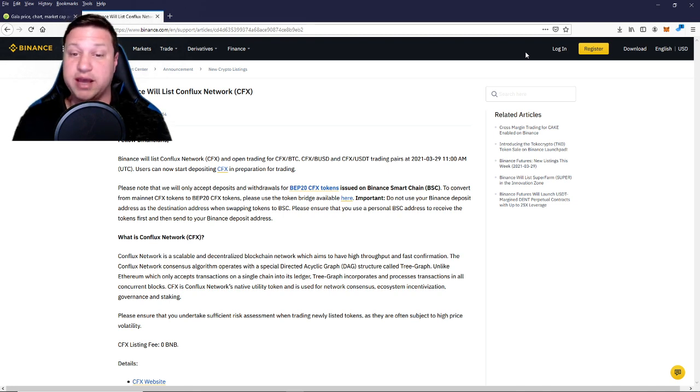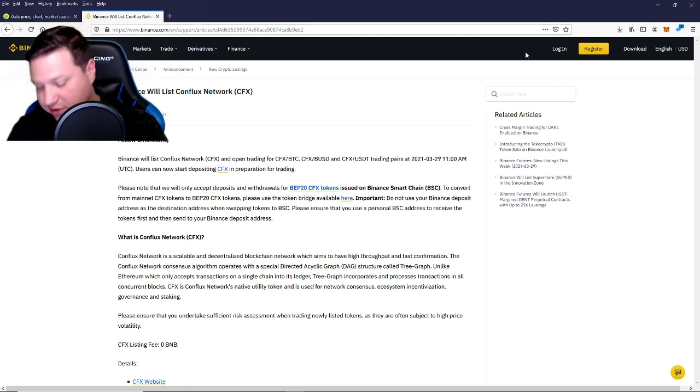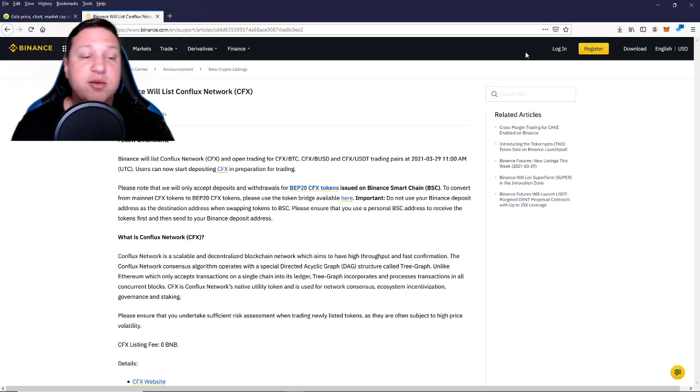Important, and this is very important, guys. Very, very important. Do not use your Binance deposit address as the destination address when swapping tokens to BSC. Please ensure that you use a personal BSC address to receive the tokens first, and then send to your Binance deposit address, okay? So basically, you need to make sure you convert things properly when going from your Conflux wallet to the Binance Smart Chain. Follow the instructions here, go to Binance.com, and I'll leave a link to this in the description, and make sure you follow the address. Don't just go sending CFX from your Conflux portal wallet to this exchange because you could lose it. Seriously, take your time, follow all the instructions, all right? But this is huge, huge news.